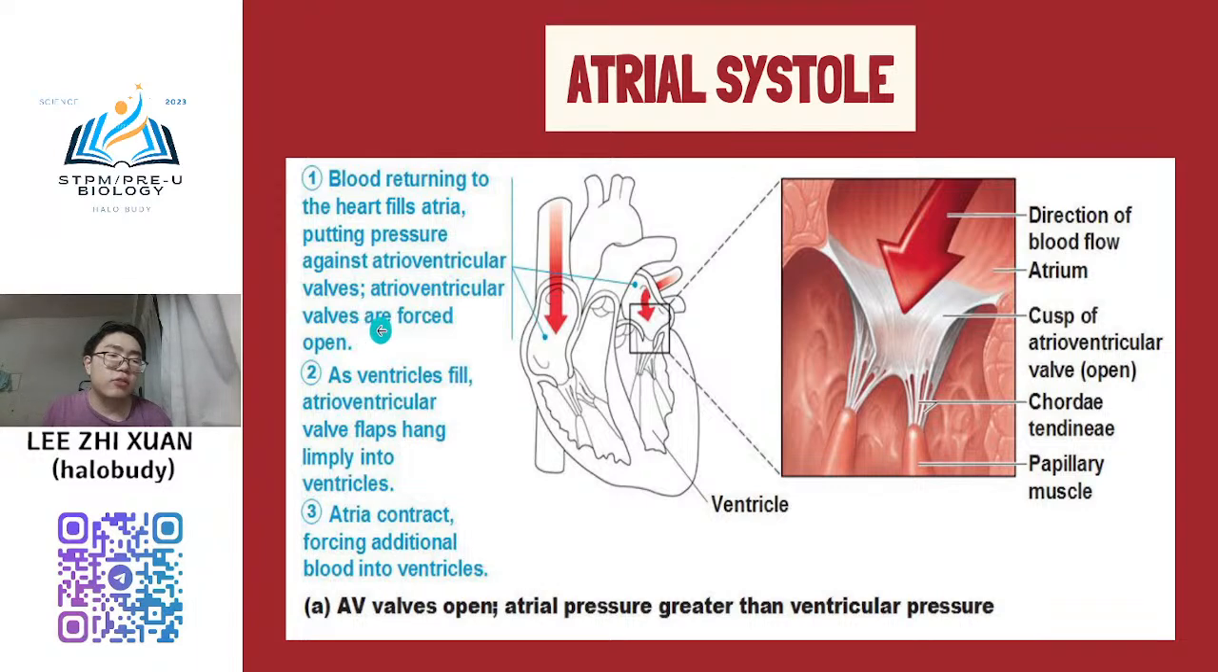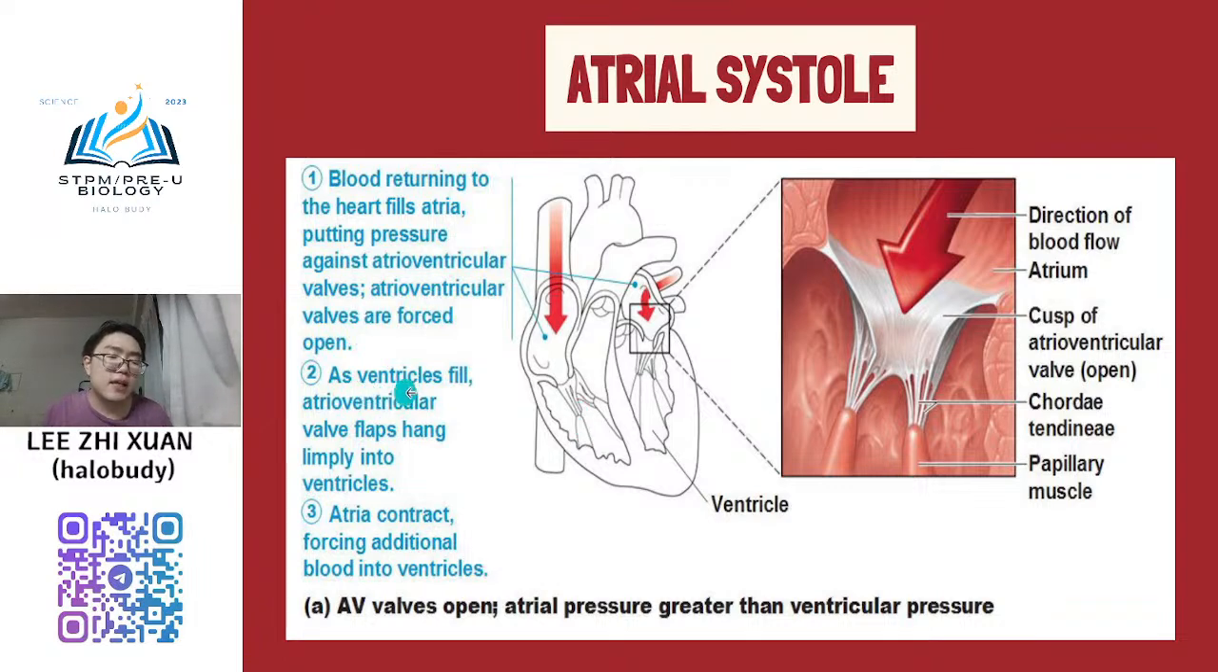The atrioventricular valve is forced to open because the pressure inside the atria is very high. It is so high that it forces every valve to open. So when every valve is open, all the blood from the atria will go to the ventricles. Left atrium will go to the left ventricle, right atrium will go to the right ventricle, to fill up the blood in the ventricle.